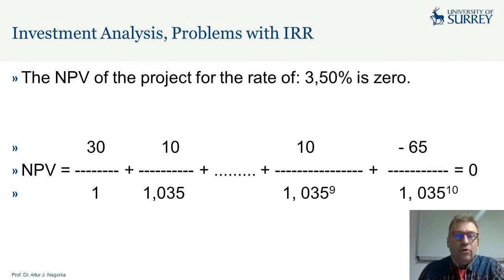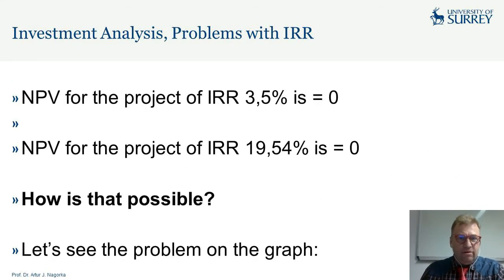I mean, it's not all wrong. It's correct, actually, because this is this pitfall that we are now describing of multiple internal rate of return. There are two of them. NPV of the project at IRR 3.5 is 0 and 19.54 is 0. And you might ask, how at all is that possible?